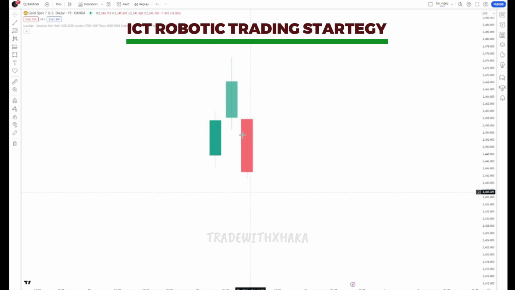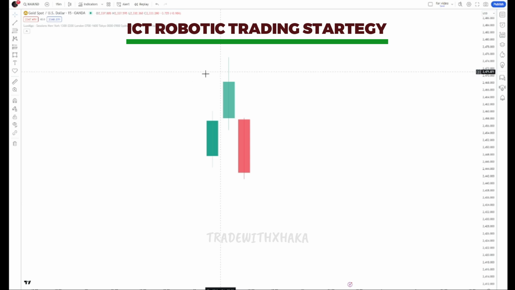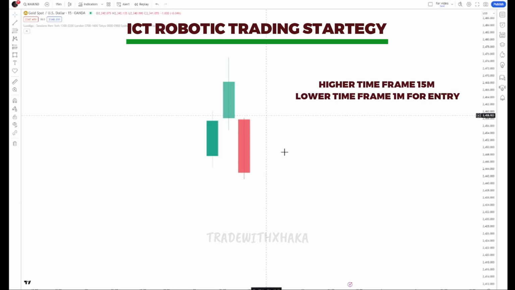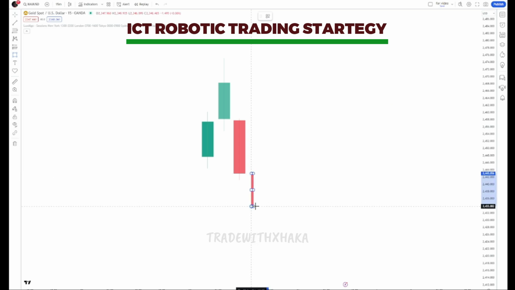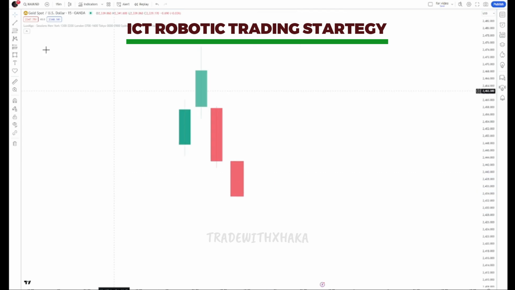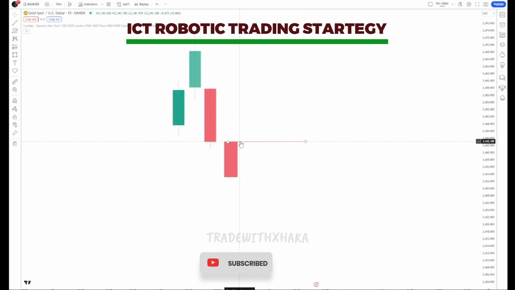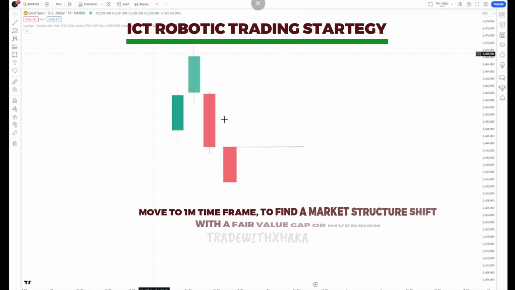You understand? Once you spot this anywhere on the chart, you're using 15 minutes as your high time frame. We now wait for another candle close. So let's say for instance we have a bearish close. After the close of this candle, the next thing we do is to mark the opening of this candle. That is our draw on liquidity. As we mark the opening of the next candle, we're still in 15 minutes. We move down to the 1 minute time frame.